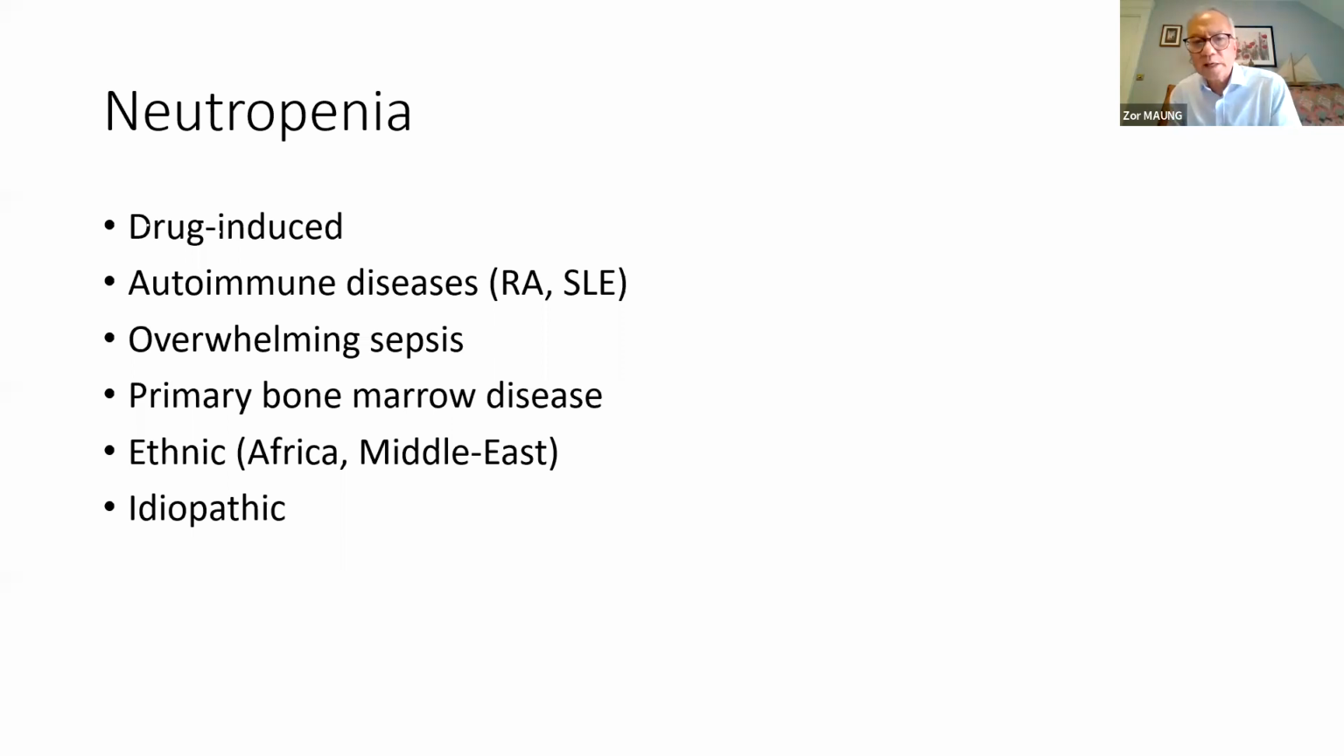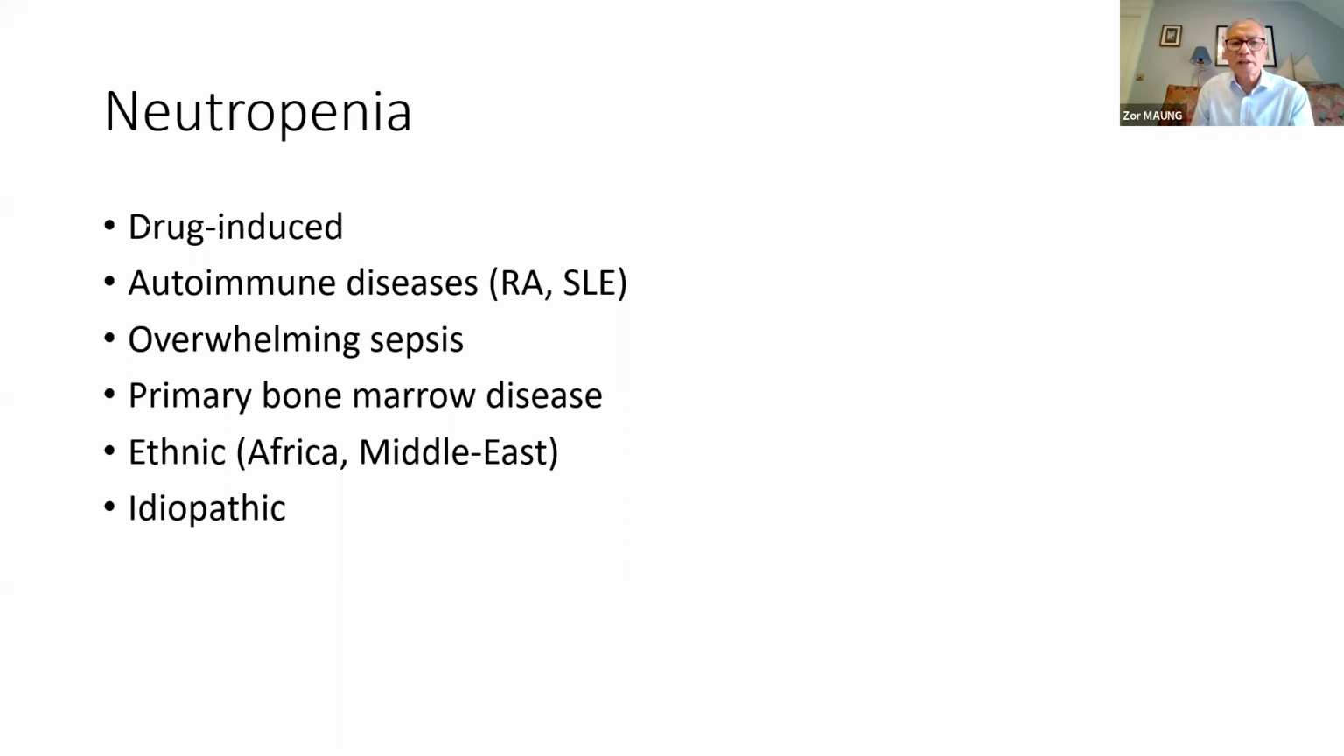Now, likewise, you can get a neutropenia. If the neutrophil count is less than 1.5, you call it neutropenia. The most common cause is drugs, so always check the patient's drug history when you see neutropenia. Other causes are autoimmune diseases, SLE, rheumatoid arthritis. Sometimes sepsis can cause neutropenia. And liver disease, portal hypertension can cause neutropenia. Now, whether it is due to primary bone marrow disease.